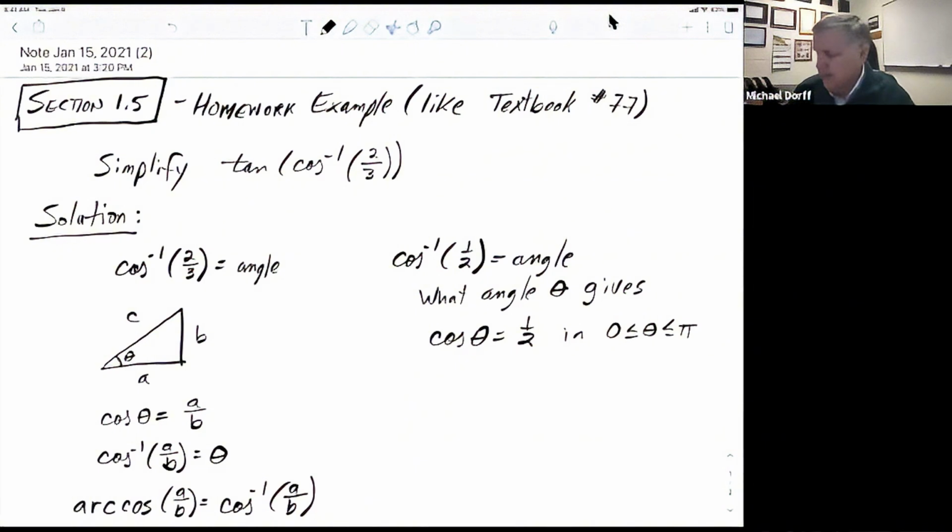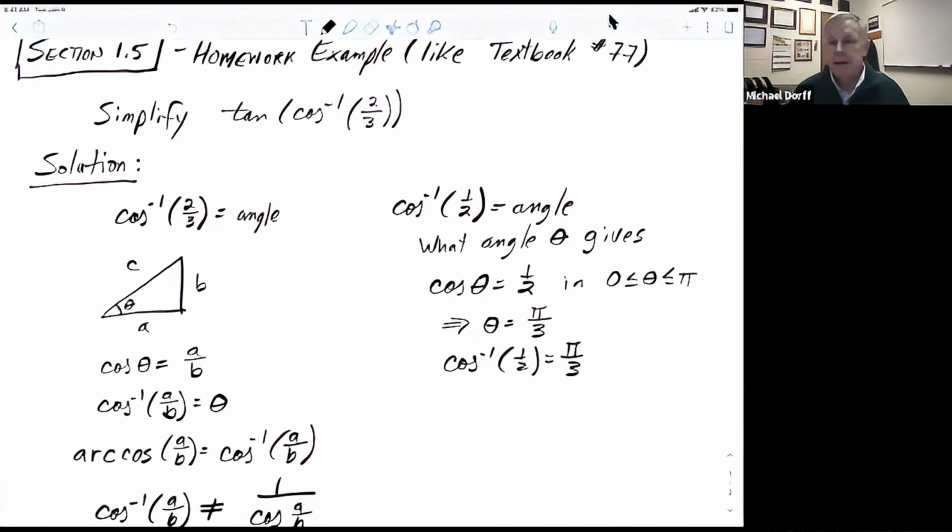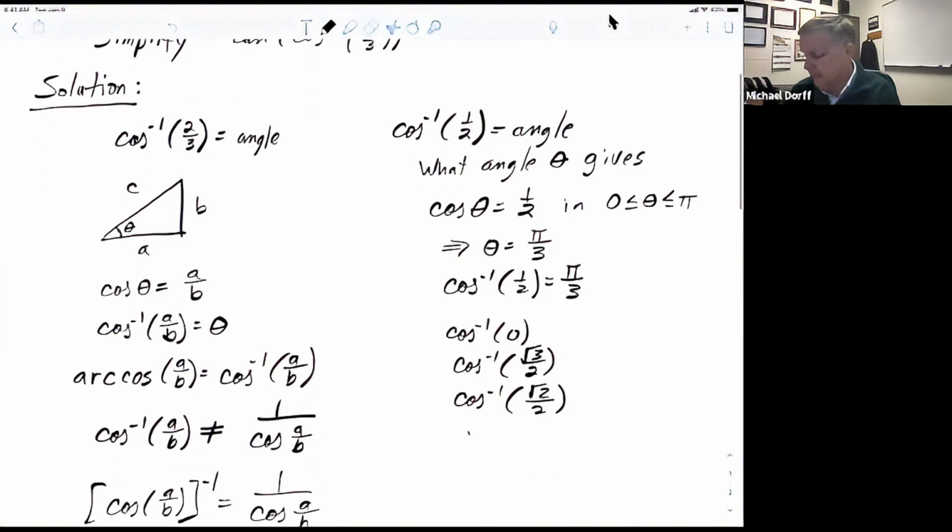So what value theta, if I take the cosine of that theta value, I get 1/2, where theta is between 0 and pi? In this case, this tells me that theta equals pi over 3. So the inverse cosine of 1/2 equals pi over 3. And there are certain values for which I can figure out the inverse cosine. So I could do the inverse cosine of 0, the inverse cosine of square root of 3 over 2, the inverse cosine of square root of 2 over 2, and the inverse cosine of 1.